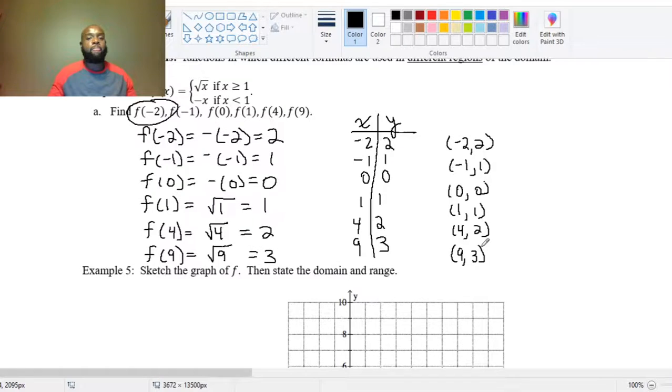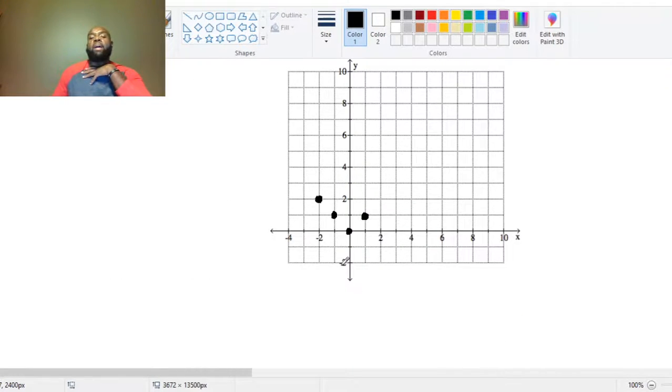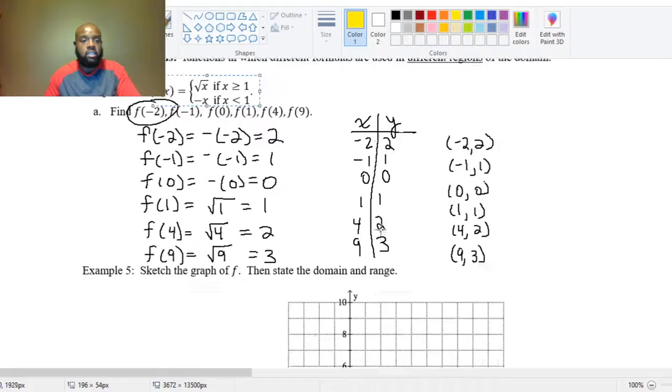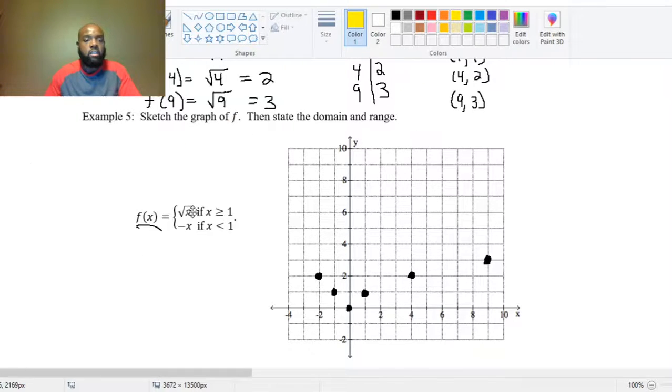All right. Now I need to notice something. I'm going to go ahead and plot the other points, right? 4, 2, 9, 3. Now, part of my function is supposed to have the behavior of this function right here. In fact, so that I can see this and talk about it, let's do this, right?